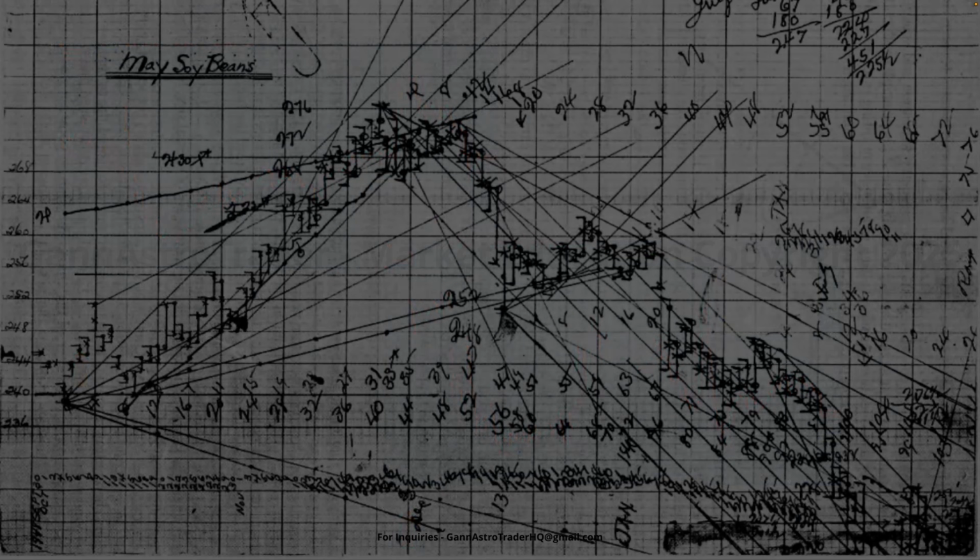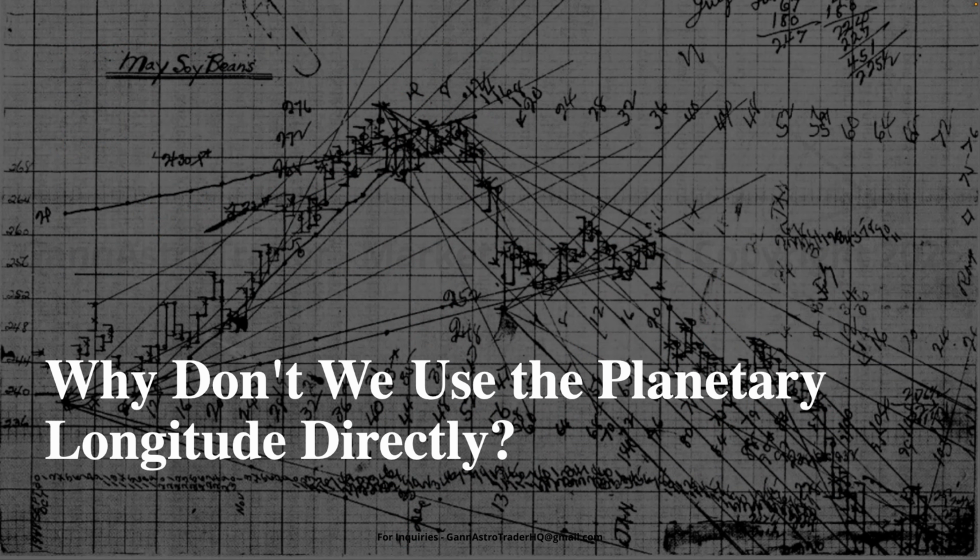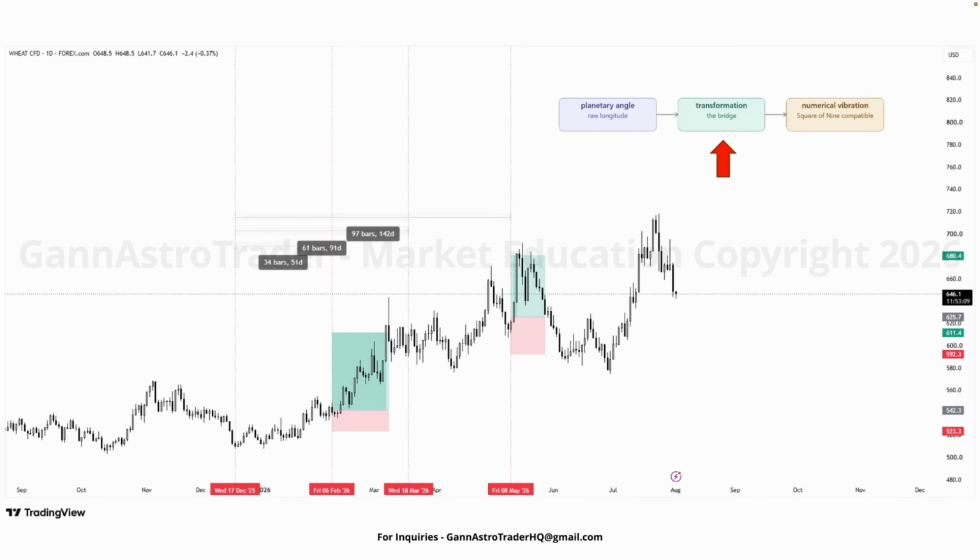Why don't we use the planetary longitude directly? One of the most common questions is why we don't simply locate the planet's longitude directly on the square of 9. After all, the longitude is already a numerical value. The reason is that planetary longitude and the square of 9 describe numbers in two completely different mathematical domains. Before a planetary angle can be interpreted using the square of 9, it must first be transformed into a compatible numerical vibration. That transformation creates the mathematical bridge between planetary geometry and the square of 9.